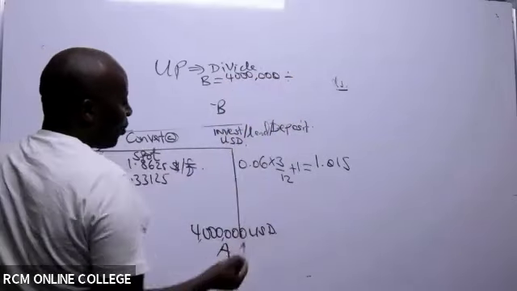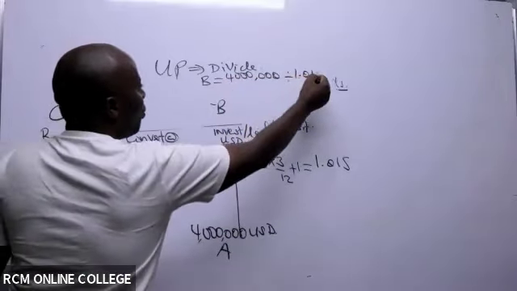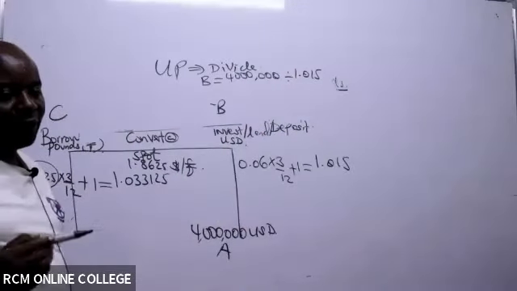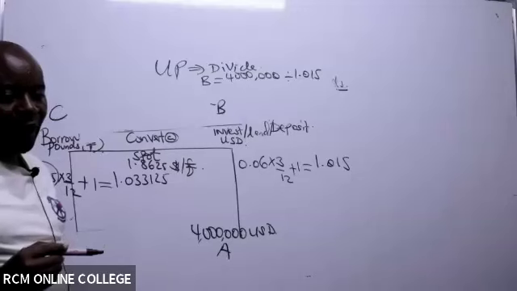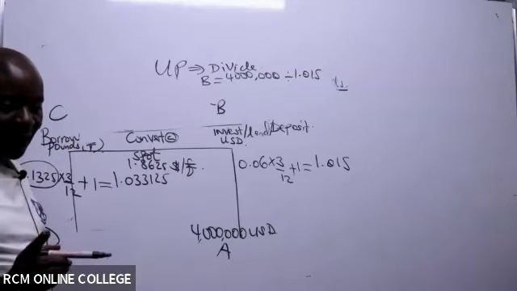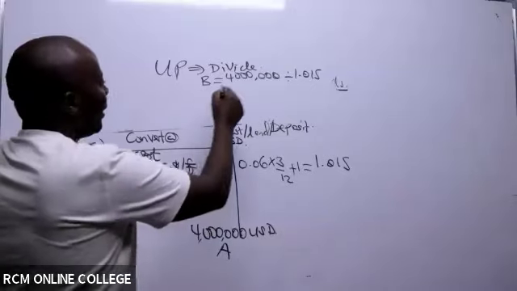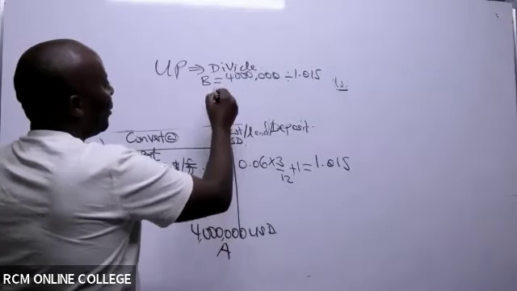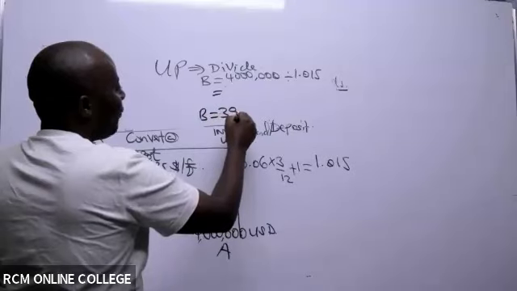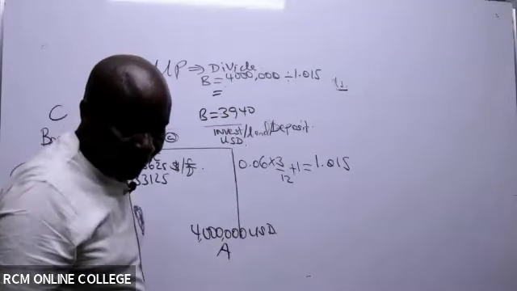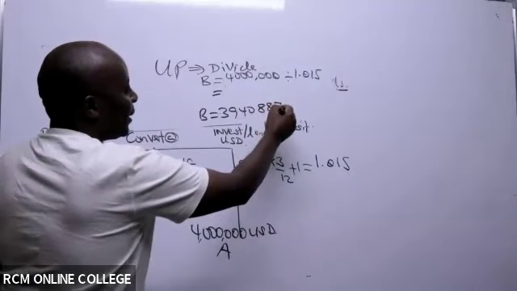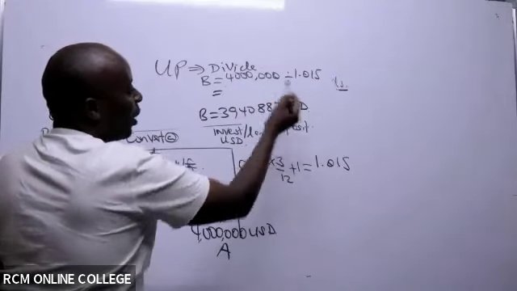You divide this by what here? 1.015. Give me an answer in the form of a whole number. Up, always divide. Yeah. Thank you, Kalyan. 3940. So B is 3940887. The only thing you guys are not telling me is that these still are US dollars.